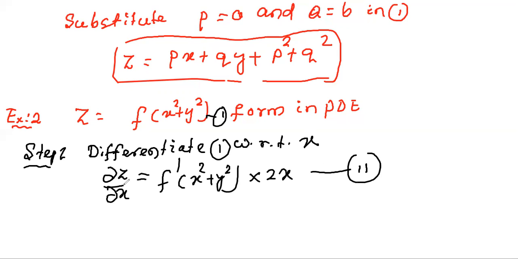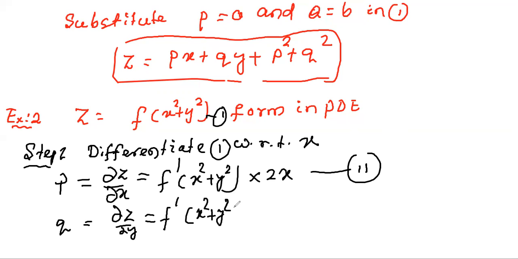Then again we differentiate the function z with respect to y, that means del z by del y. Already we noted the partial form of del z by del x as p. The q is equal to del z by del y. What is the result? That is f dash of x square plus y square, and the derivative with respect to y of this function is 2y. So equation 2 and equation 3.